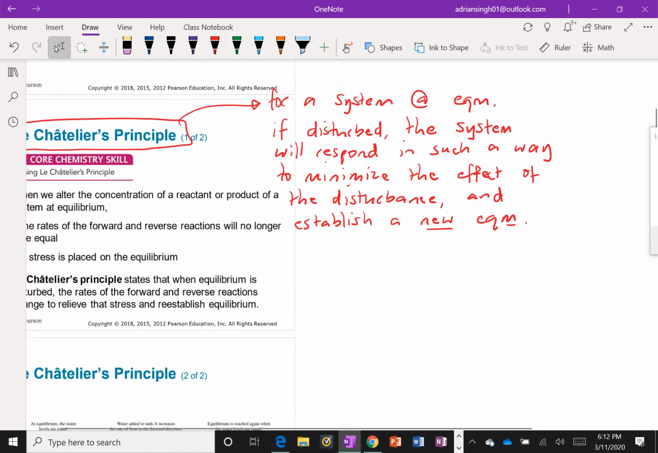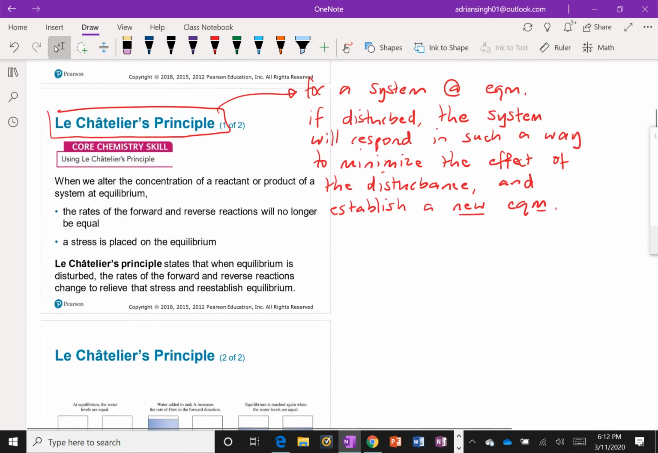Okay, in a nutshell, that is what Le Chatelier's principle is, and you can apply it to all sorts of disturbances. It doesn't just have to be the two that we're going to be looking at today, but we're going to focus on those because those are the most common disturbances that we can do to a system that is at equilibrium to begin with. All right, so you're at equilibrium, you disturb it. How is the system going to respond to minimize the effect of that disturbance?